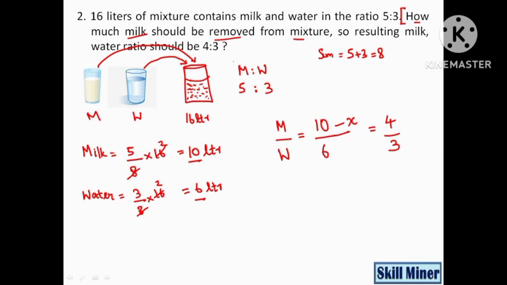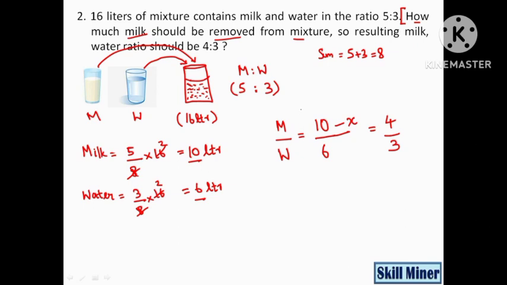Okay, guys, in the question it's given that there is a 16 liter milk mixture. In that 16 liters, the milk and water are distributed in the ratio 5:3. So for finding the individual values of milk and water, we are doing the ratio of milk divided by total ratio into 16, which is giving me 10 liters of milk. 3 divided by 8 into 16 is giving 6 liters of water. Since 3 is the ratio of water and 8 is the total ratio, we are obtaining 6 liters.